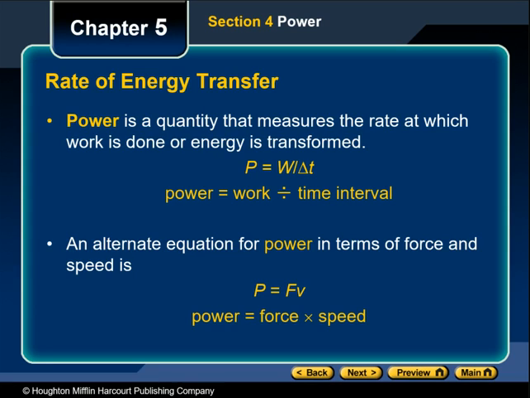Rate of energy transfer. The rate at which work is done is called power. More generally, power is the rate of energy transfer by any method. Like the concepts of energy and work, power has a specific meaning in science that differs from its everyday meaning.